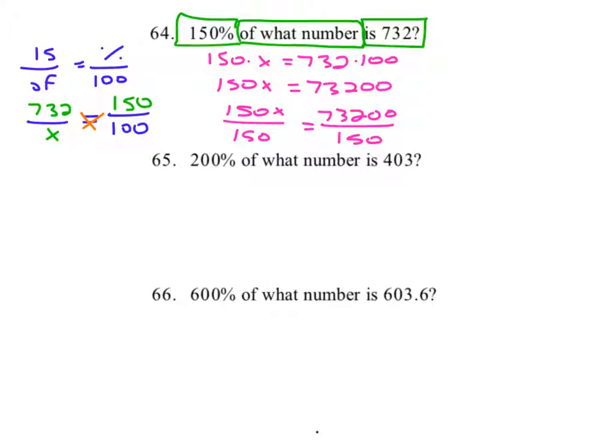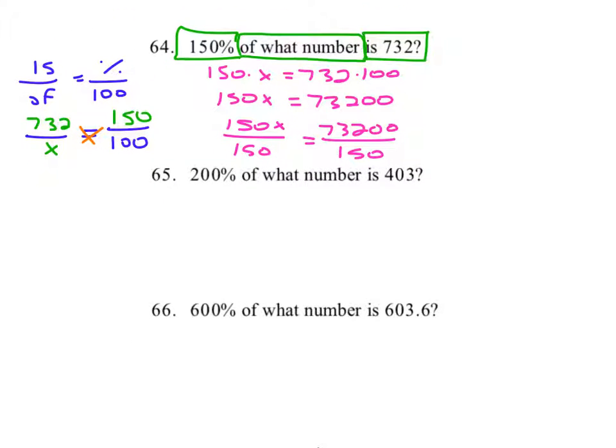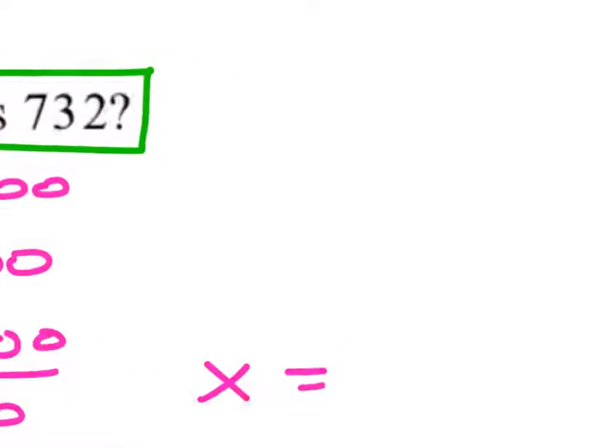Okay. Now, I'm going to zoom in here because I want to solve this problem right now, and I'm going to zoom in so that we don't use up a lot of space. In fact, let me first write X equals, which is where our final answer will be. X equals, and we'll fill that in in a moment. Now we've got to do this problem: 73,200 divided by 150.